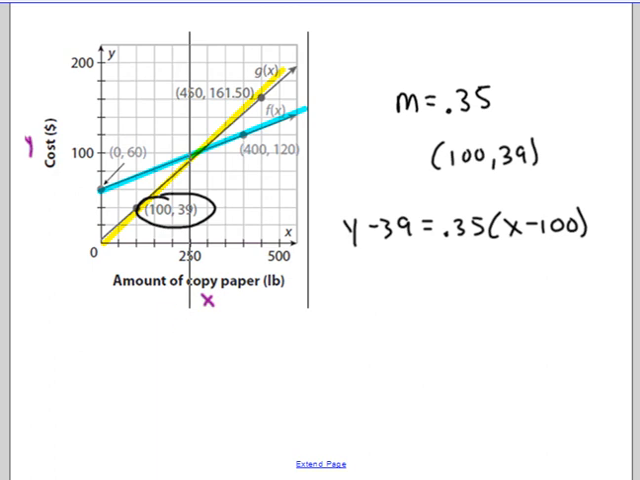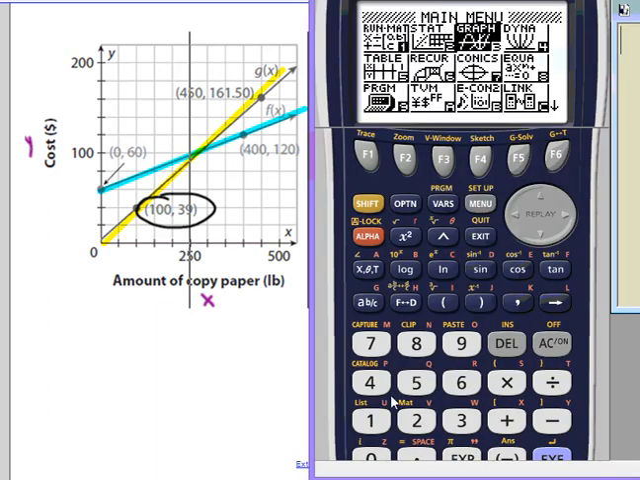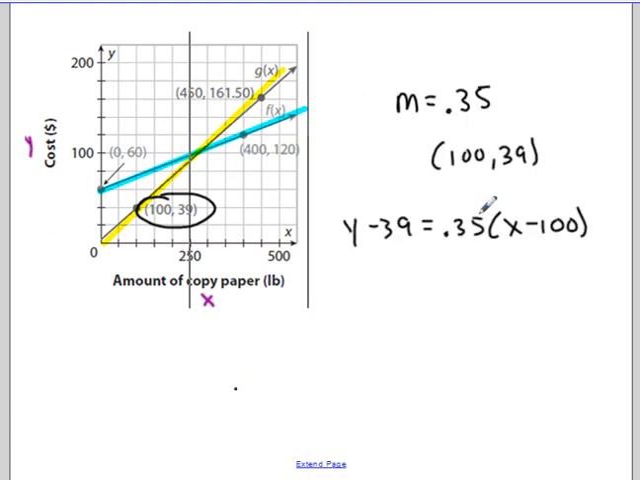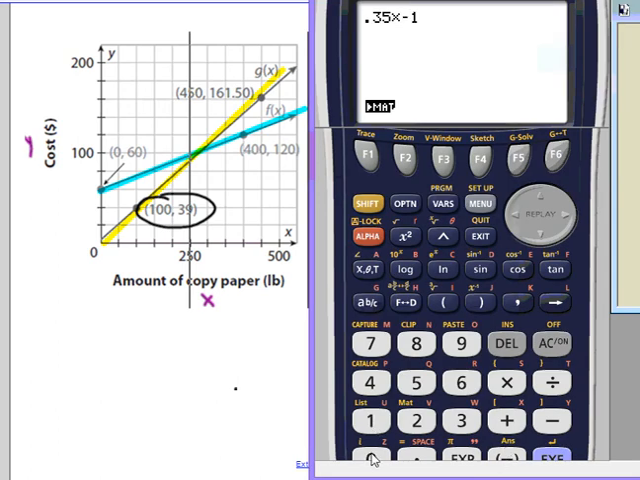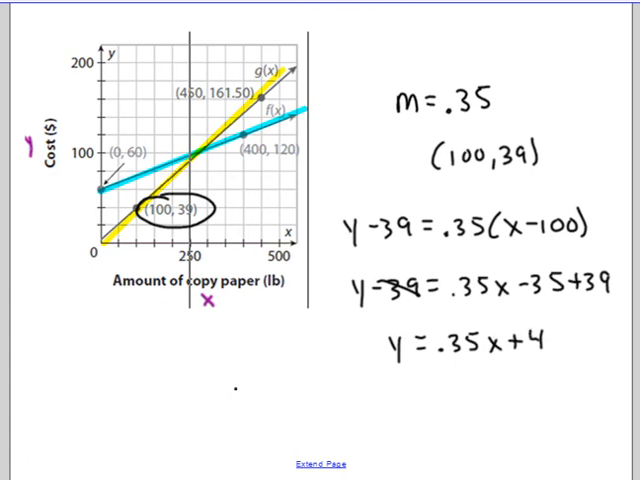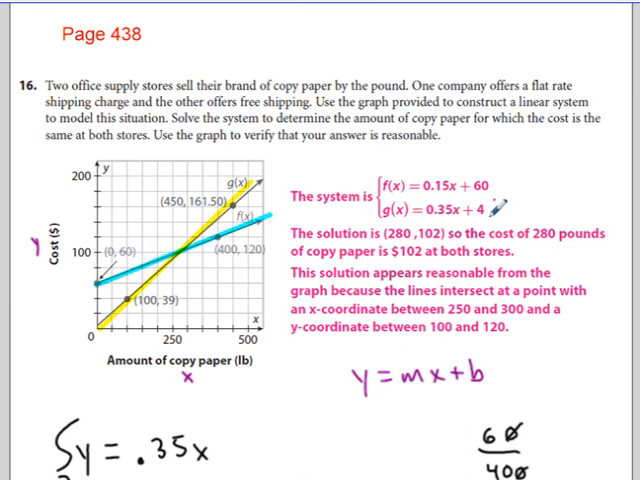So if I multiply 0.35 times x and 0.35 times negative 100, I get negative 35. Right? So then I would have here y minus 39 equals 0.35x minus 35. Then I'll bring this negative 39 over here. It becomes positive 39. I'd get y equals 0.35x plus 4. Look what they had, plus 4.